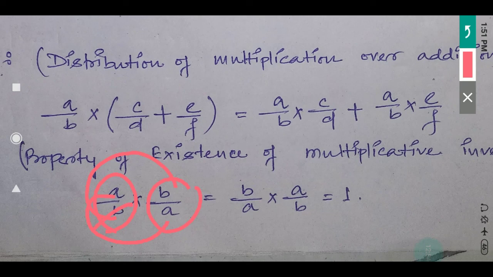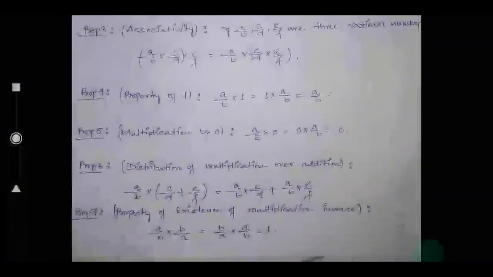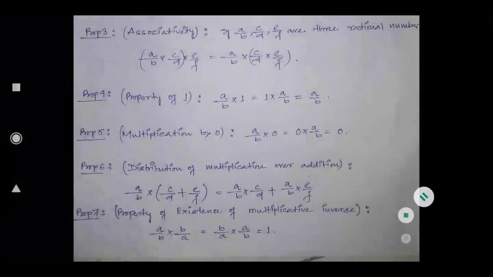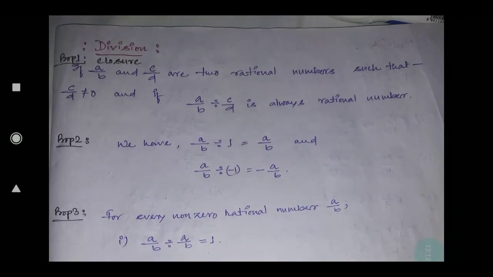So if you multiply, this B will get cancelled, this A will get cancelled, or here also this A will get cancelled, B will get cancelled, and we will get only 1. So these are the properties of multiplication. Now let's discuss the properties of division.